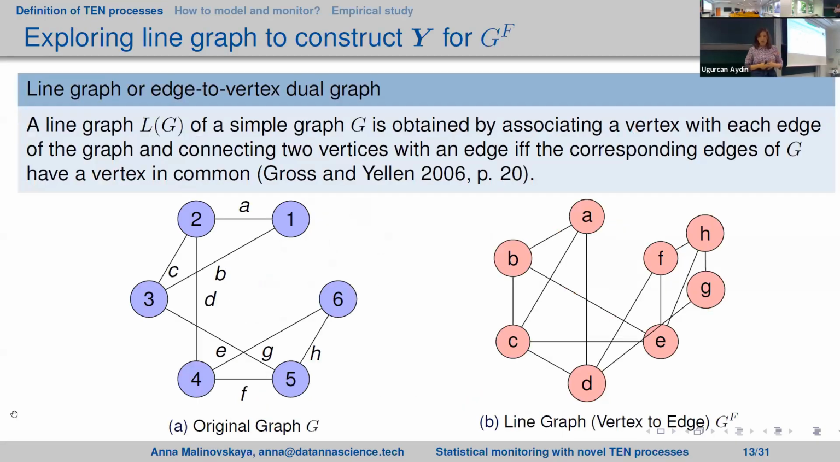And now this idea of having a line graph. So line graph, or edge-to-vertex dual graph, basically does the following. You can see that the letters placed on the edges actually become the new nodes. That is something we already saw on the previous slide. What is new, however, is how we connect those new nodes. Let's call them still flows, so it's easier. So how can we connect the flows?